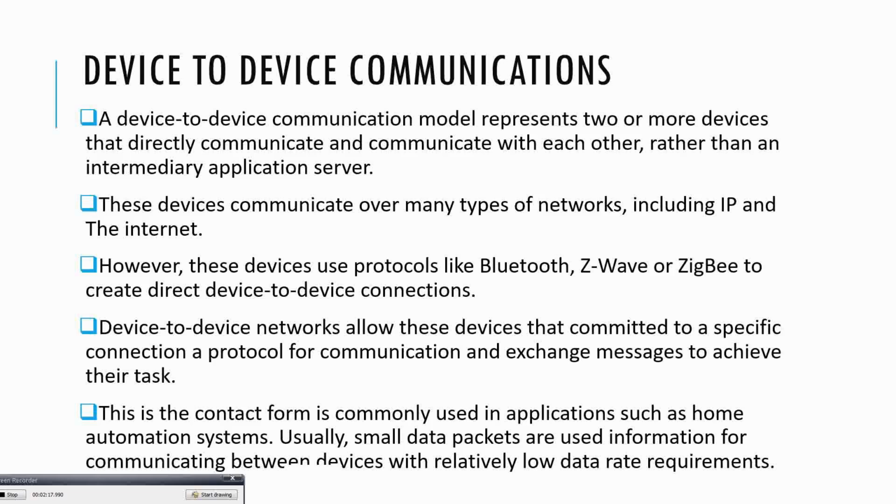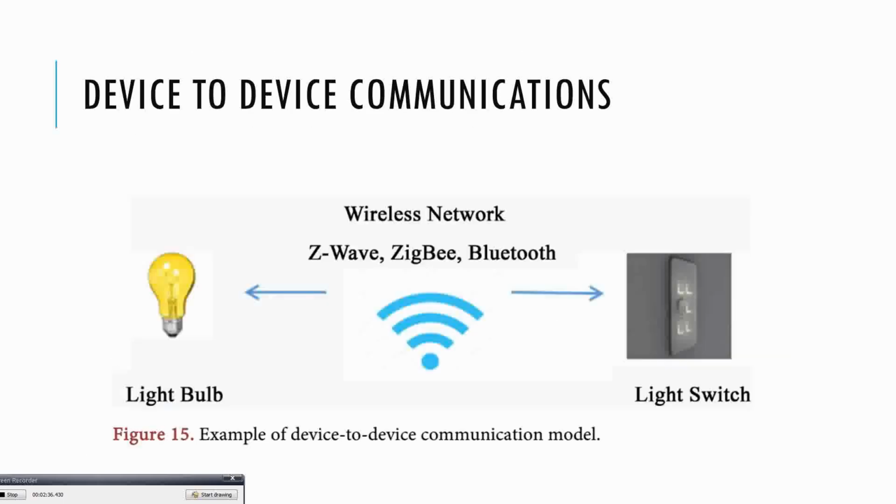This communication model is commonly used in applications such as home automation systems. Usually, small data packets are used for the communication between devices, with relatively low data rate requirements. This has been explained with an example in the next slide.